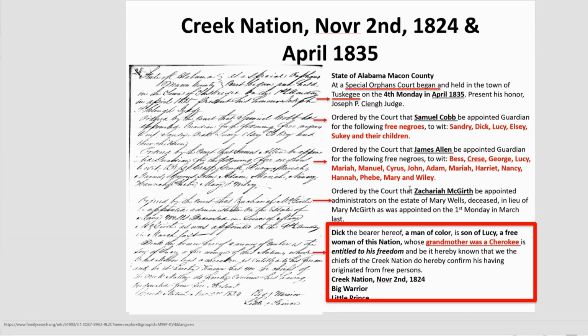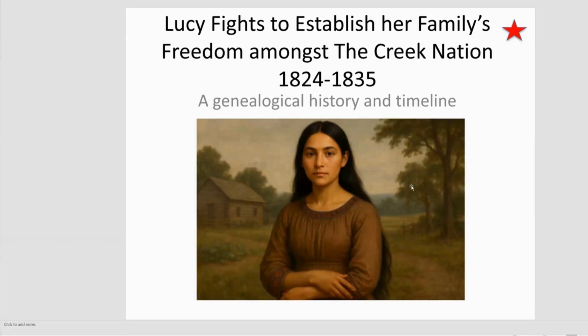Okay. Here I was like, who is this Lucy? So I started researching records, transcribing them for the body of my cousins so that I can share with you guys how we can find our family. And now I'm on this whole new research tangent. Lucy fights to establish her family's freedom amongst the Creek Nation between the years 1824 to 1835. So this was the beautiful picture that ChatGPT gave me of what Lucy would look like.